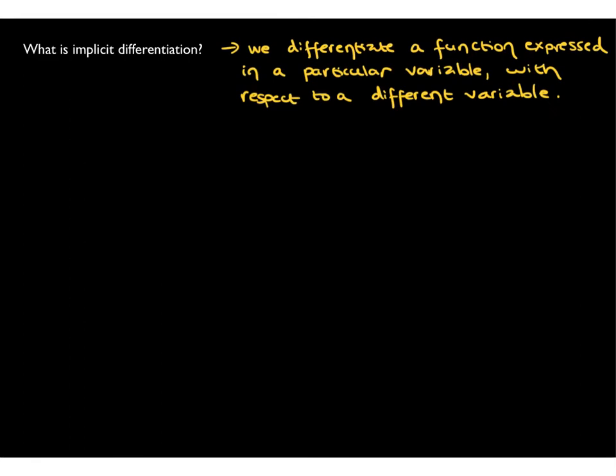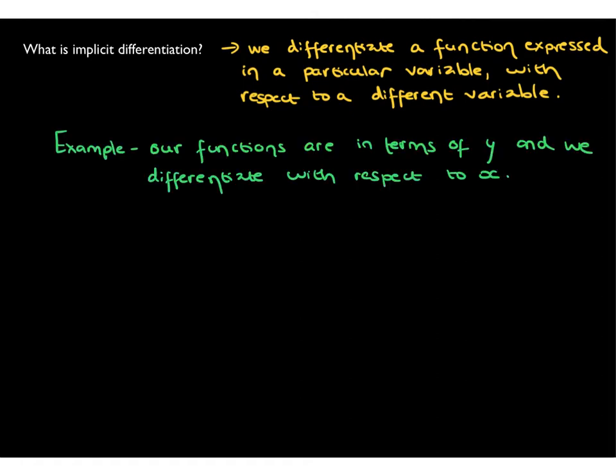So what does implicit differentiation actually mean? Well, it means we differentiate a function in terms of one variable with respect to a different variable. Now, an example of this could be if our functions are in terms of y and we're trying to differentiate with respect to x. This would be considered implicit differentiation. So let's go straight in with some examples.